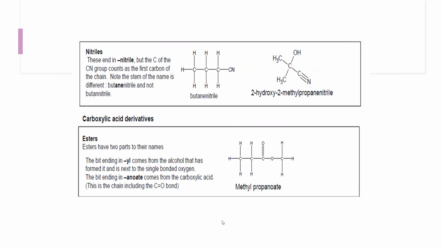For the nitrile groups, how to name these nitrile groups? So we have 3 carbon atoms excluding the nitrile, but when we name them, we have to include this also in a carbon chain, and this is our first carbon always. So there are 4 carbons, that's why it is but.